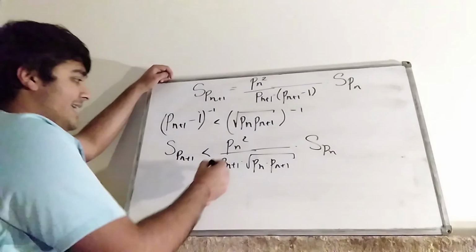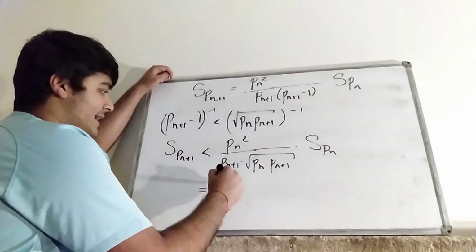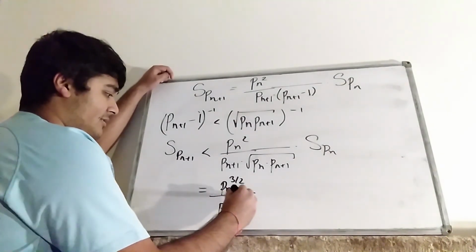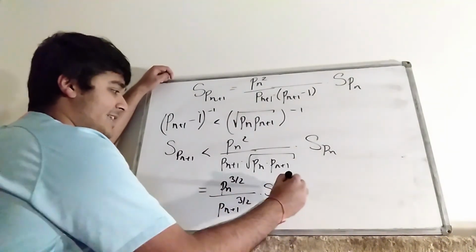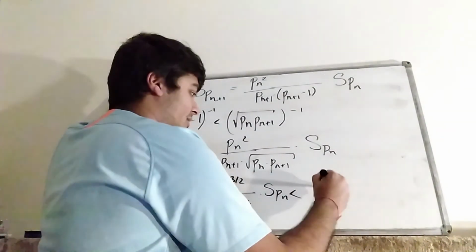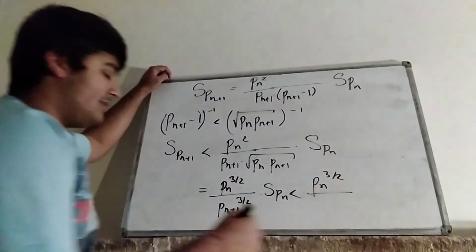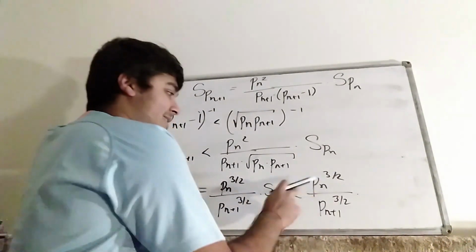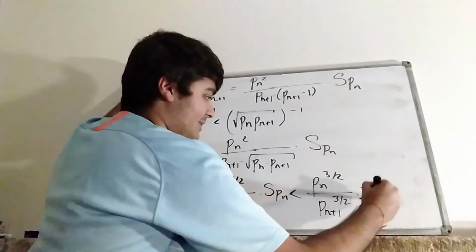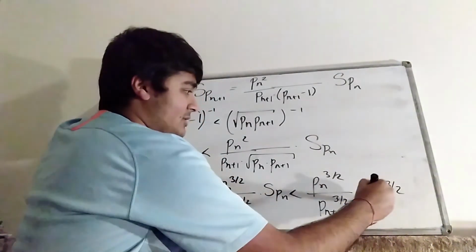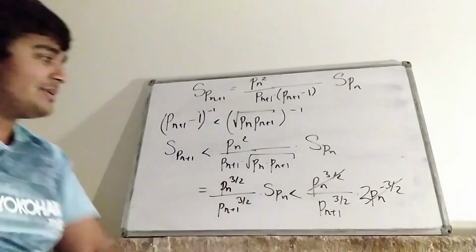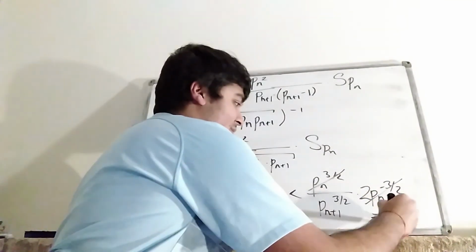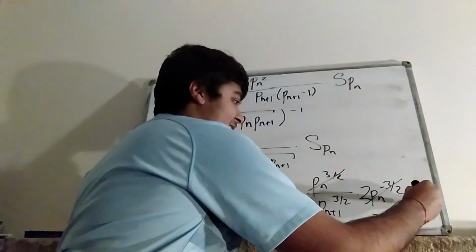And now this thing here is p_n to the 3 over 2 divided by p_{n+1} to the 3 over 2 times S(p_n). But remember, S(p_n) by assumption is less than 2 times p_n to the minus 3 over 2. So the p_n to the minus 3 over 2 and the p_n to the 3 over 2 cancel. And we're just left with 2 over p_{n+1} to the 3 over 2, which is equal to 2 times p_{n+1} to the minus 3 over 2.